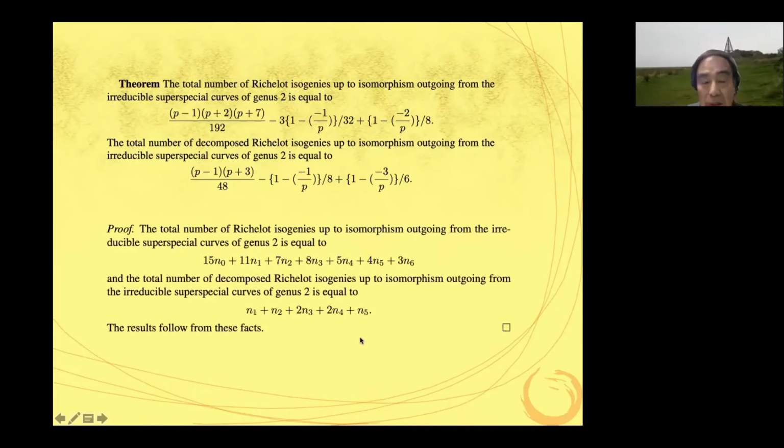And the proof is just summing up our calculation until now, because for each class we know the number of superspecial curves, and for each decomposed one and non-decomposed one, we already calculated. So we sum up these things, then we get this number, and this one gives this number. This is the calculation for Richelieu isogenies outgoing from irreducible superspecial curves of genus 2.